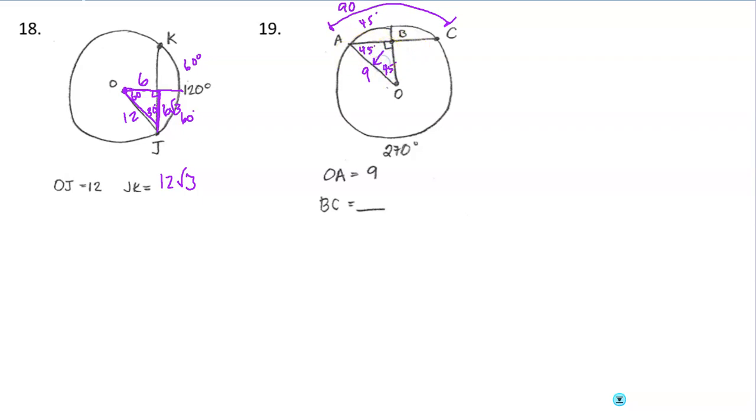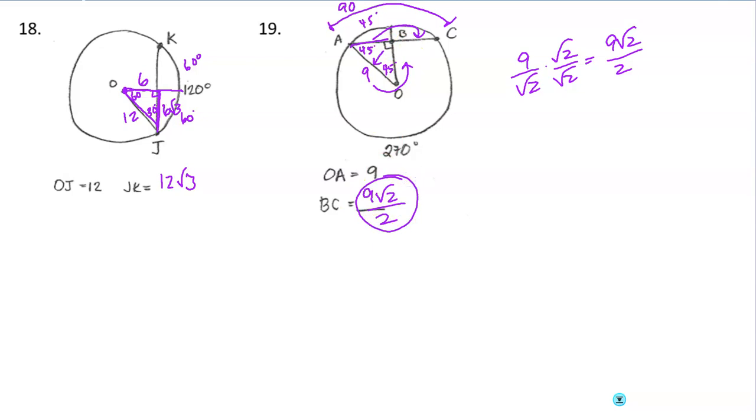You have the hypotenuse. So to go from a hypotenuse back to a leg, you have to divide by root 2. So then I could rationalize that. I get 9 root 2 over 2. And this side is equal to that because it gets bisected. So they're both 9 root 2 over 2. Okay.